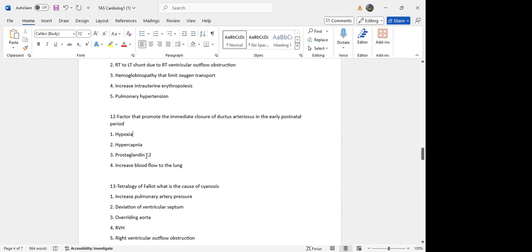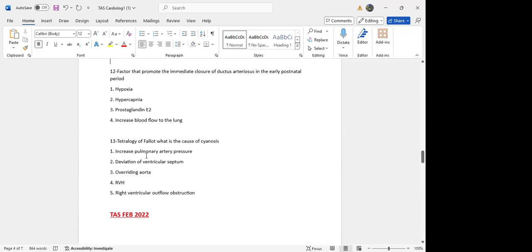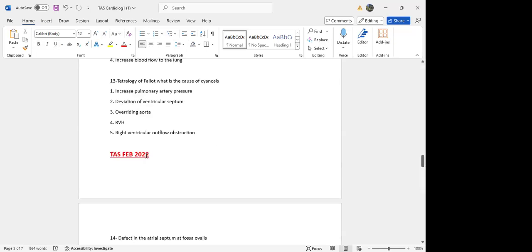Tetralogy of Fallot. What is the cause of the cyanosis? The answer will be 4, increased blood flow, because prostaglandin E2 will keep the duct open. We give this, increased blood flow. Next, tetralogy of Fallot. What is the cause of the cyanosis in the TOF patient? Why does cyanosis occur? 5.